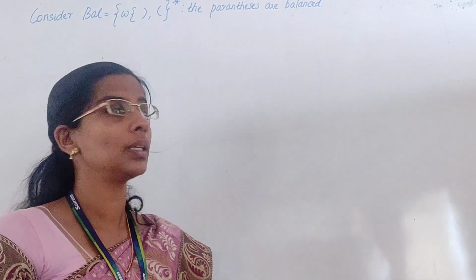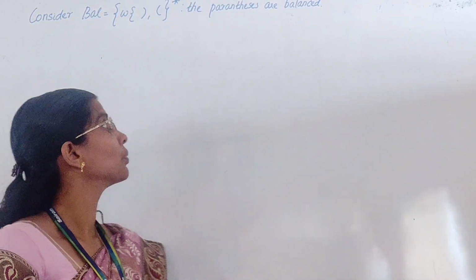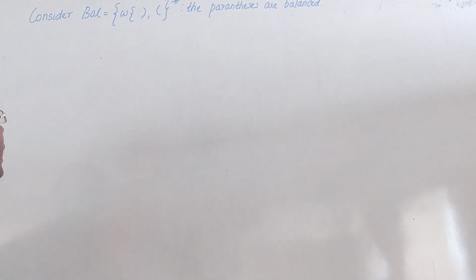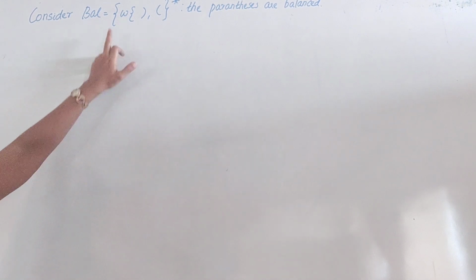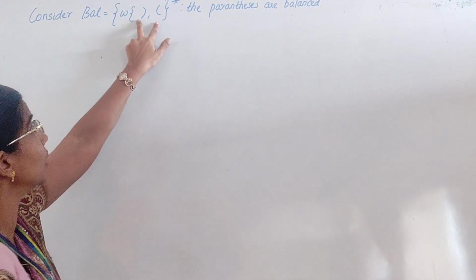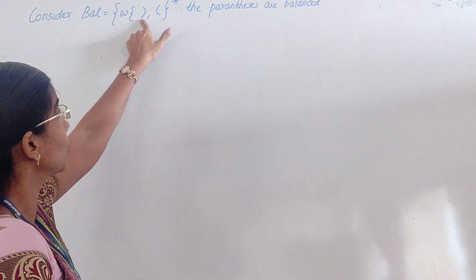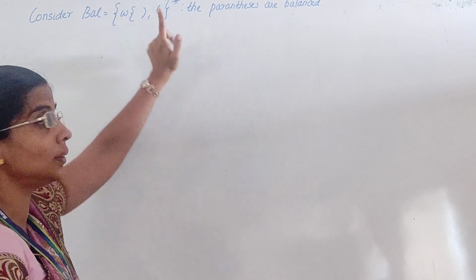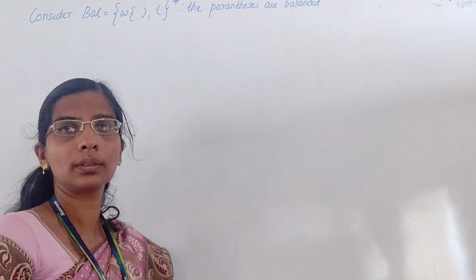Hi students, we'll see one more example in PDA. Consider the language of balanced parentheses, where W is a string whose input symbols are close parenthesis and open parenthesis. The parentheses are balanced. Right?